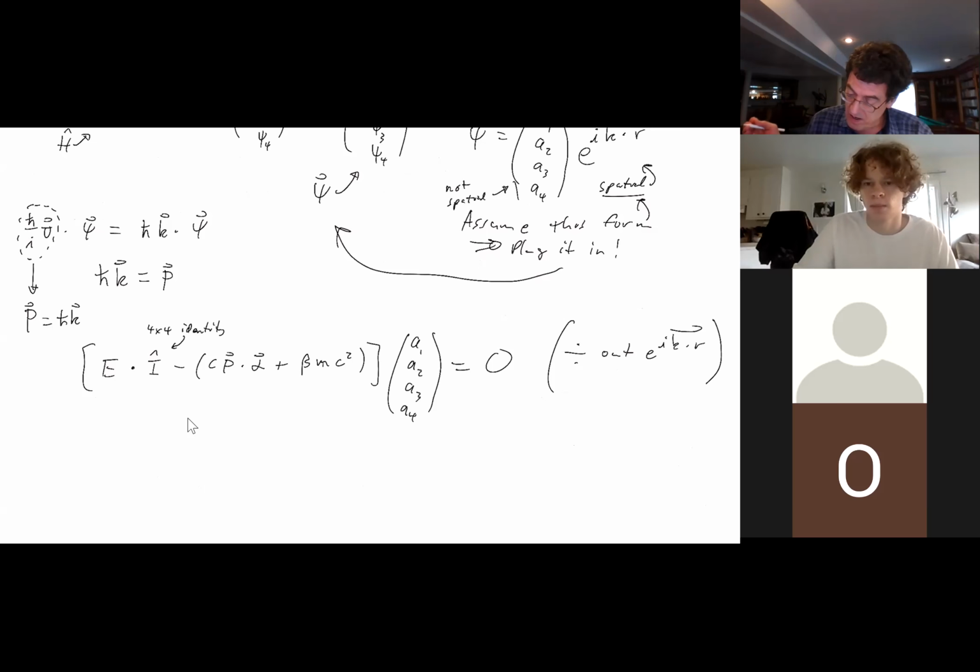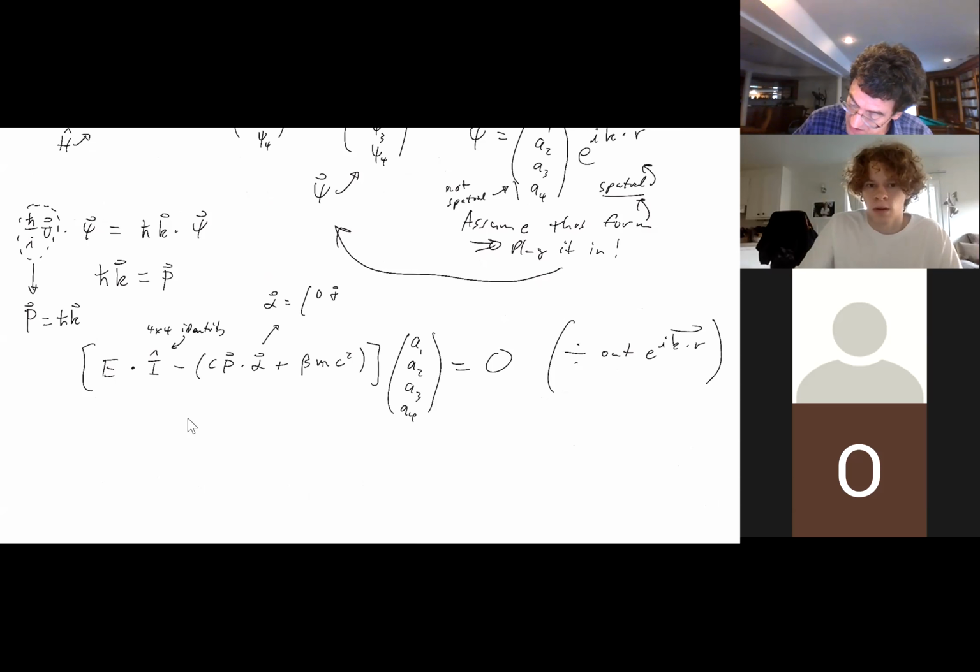All right. And you have to remember this alpha is a very complicated object. It's this 4x4 matrix vector thing. It's a pretty complicated object, but it's not hard to understand. It's just sort of tedious. Okay, so we got this. So this is our Dirac equation, and now we have to solve it.